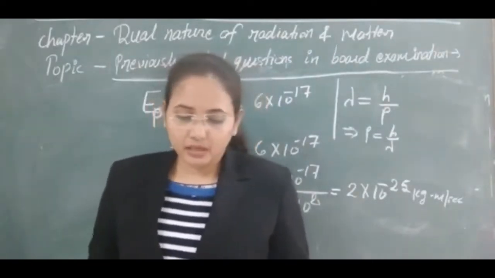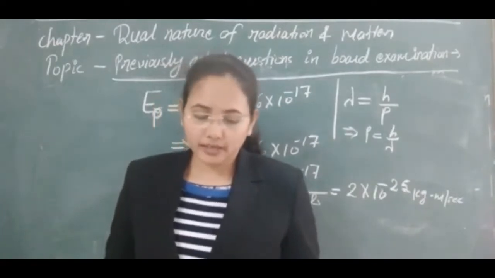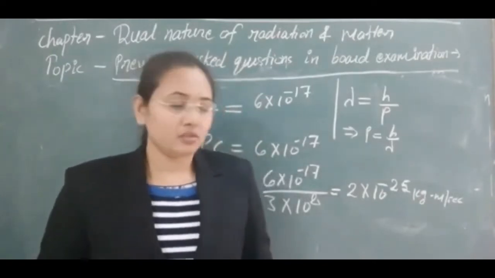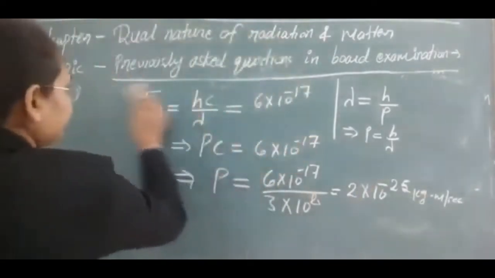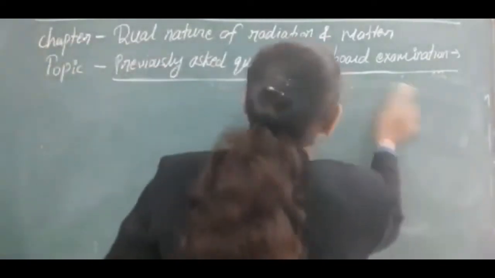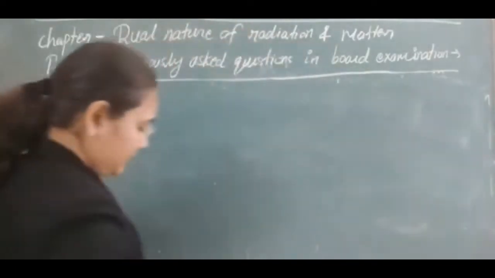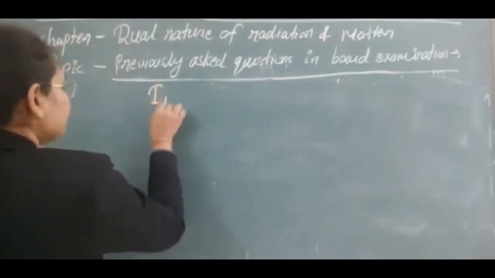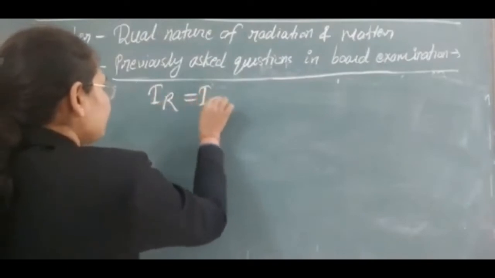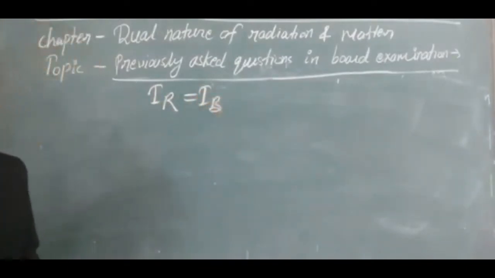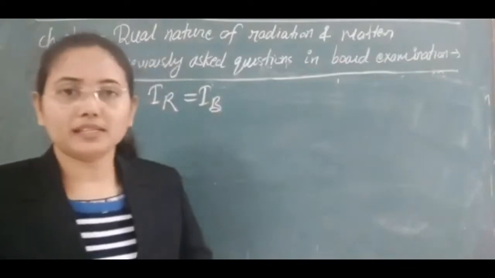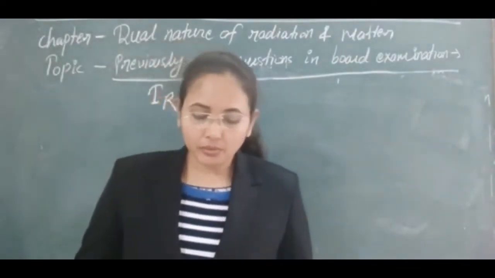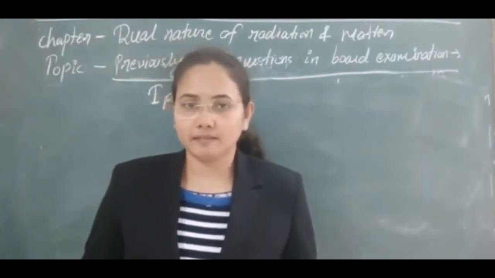The next question we have: two monochromatic beams, one red and the other blue, have the same intensity. So here one condition is given. First let's write it. Our condition is two beams, one is red and the second one is blue. They both have the same intensity. Then we have two cases, and we have to calculate in which case the number of photons per unit area per second is larger.